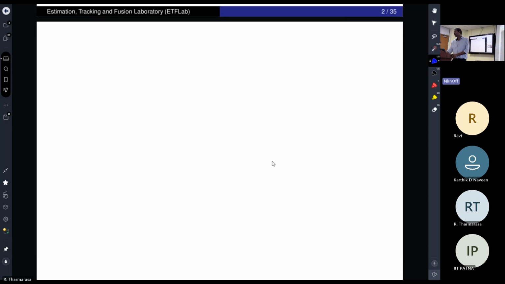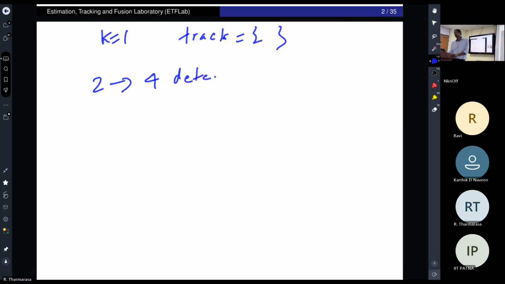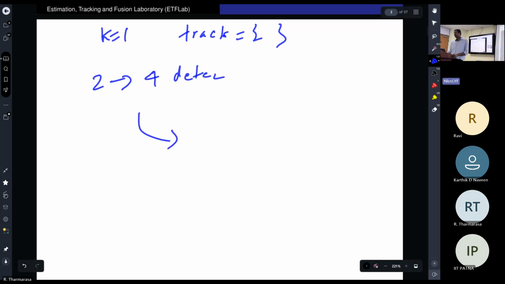So at time k equal to 1, are you okay with that? We don't have any tracks at that point. That's empty, that's okay. Now you have four detections. Then what do you do? There's no association because there is no track. So what do you do? You create four new tracks.